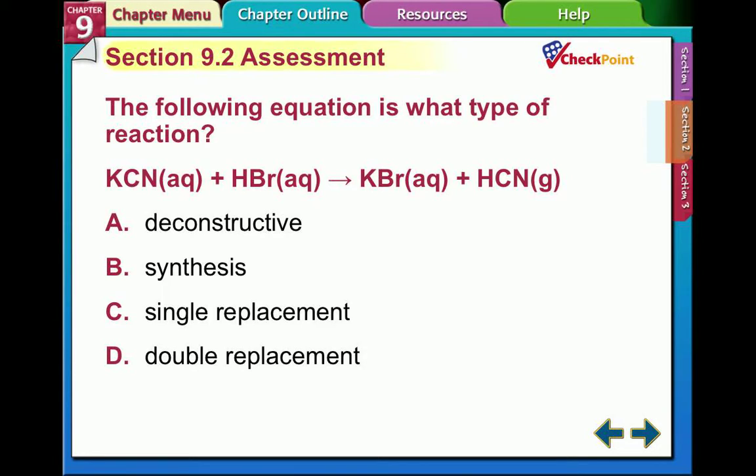Okay, the following equation is what type of reaction? A, deconstructive, B, synthesis, C, single replacement, D, double replacement. The answer is double displacement.